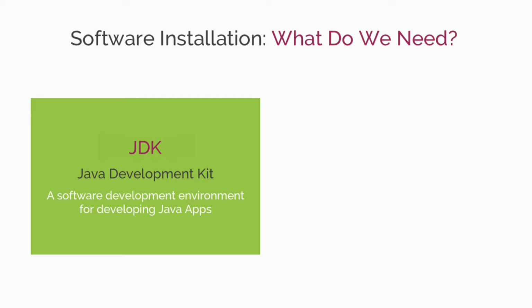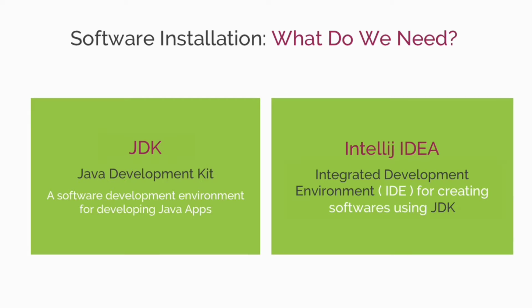Now, in order to use this JDK, we need some platform where we can write our Java code. So for that, in this course, we are going to use the IntelliJ IDE. Now what do we mean by IntelliJ IDE? It is basically the integrated development environment for creating software that uses the JDK. This JDK is the same JDK that we discussed here. So the IntelliJ IDE simply uses the JDK in order to create the Java application. So one by one, let us install these two software.